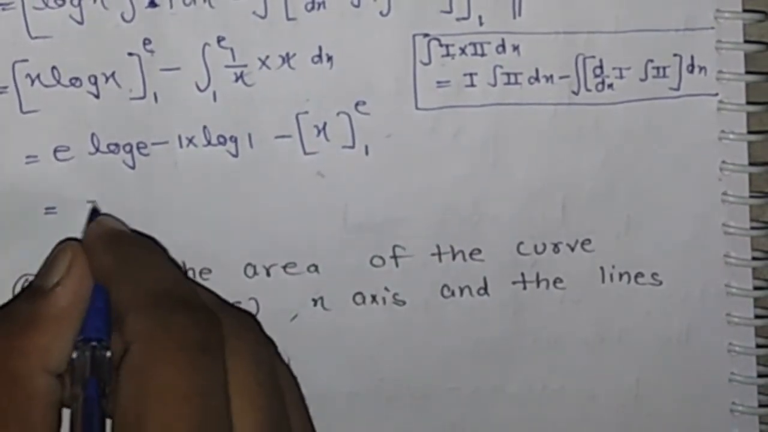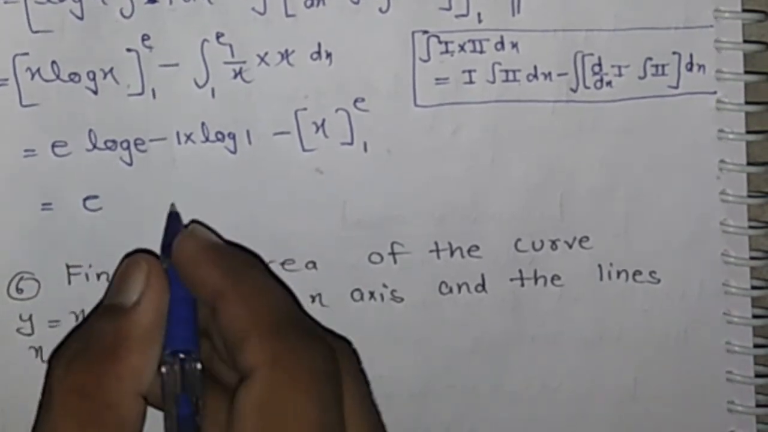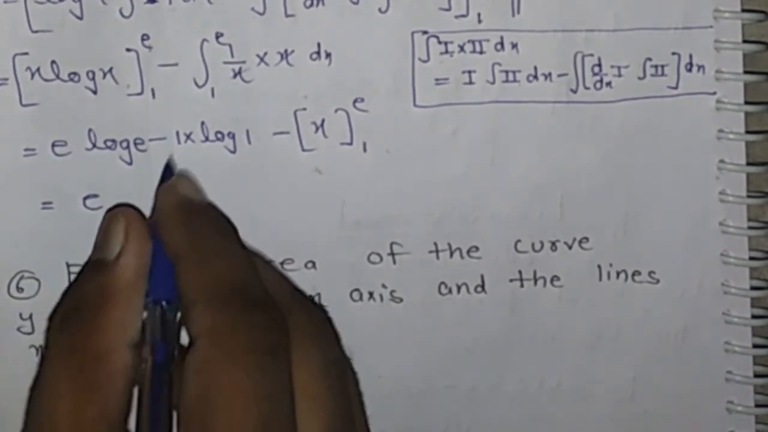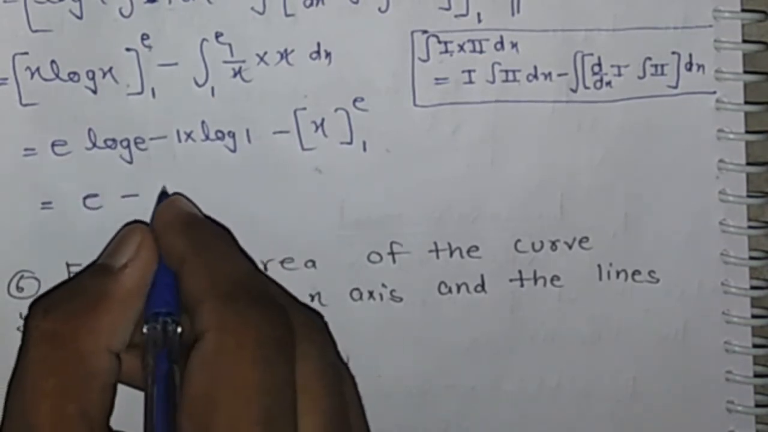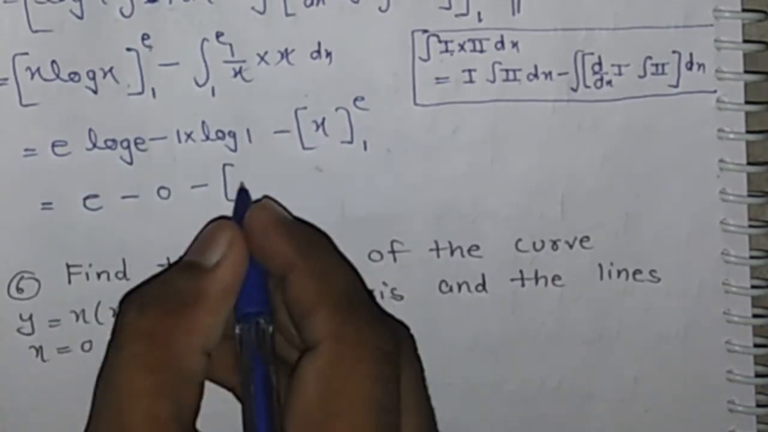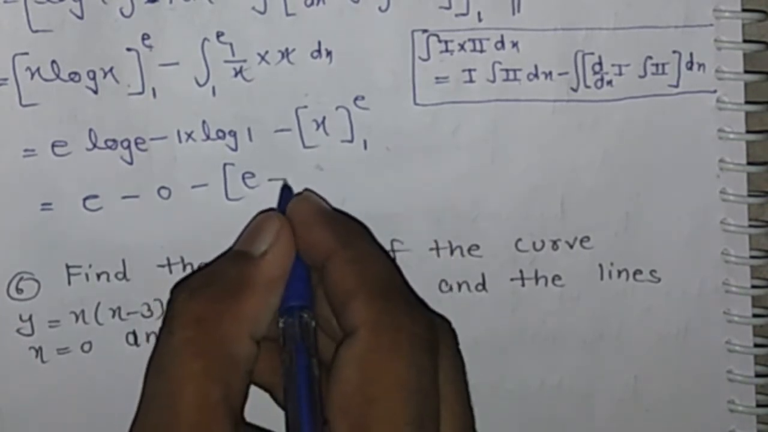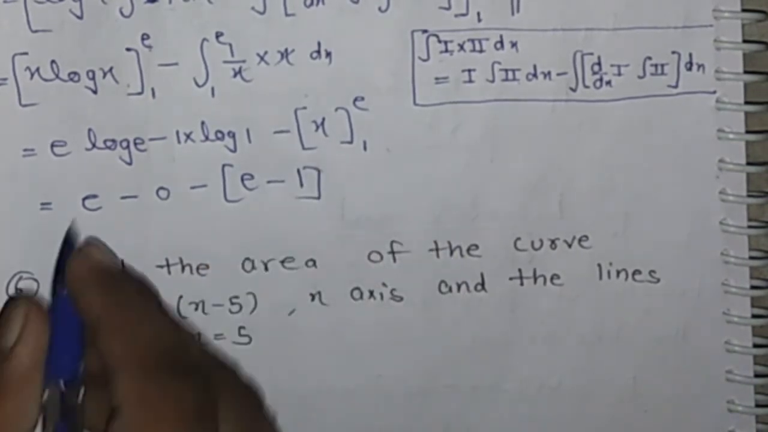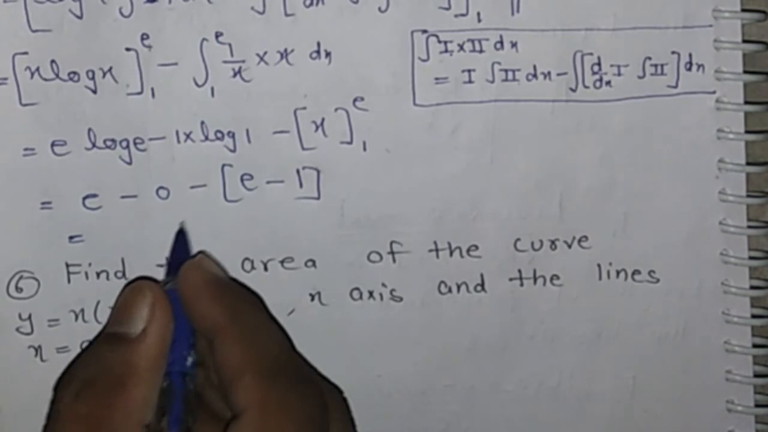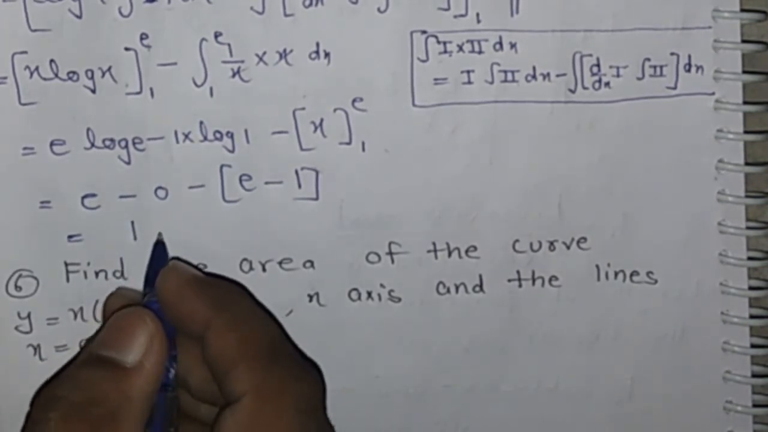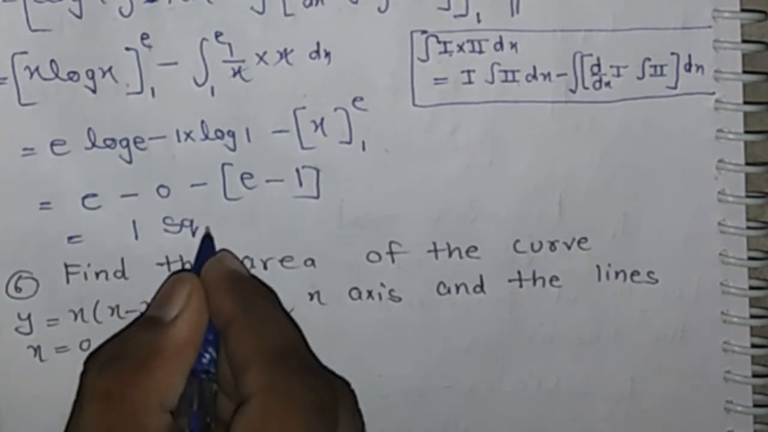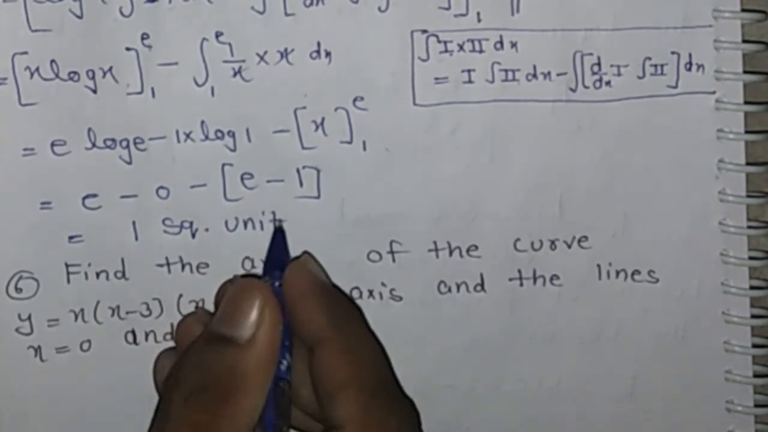e log e is e minus, log 1 is 0, log e is 1, so e minus (e minus 1), and it is equal to 1. And it is the answer.